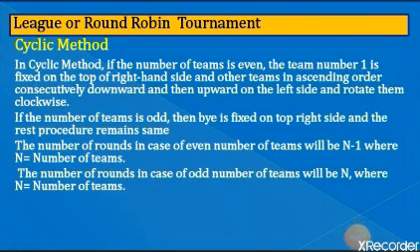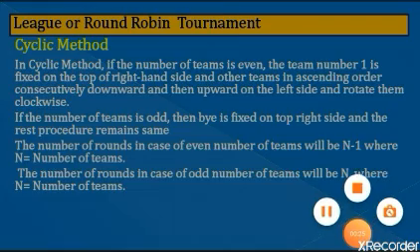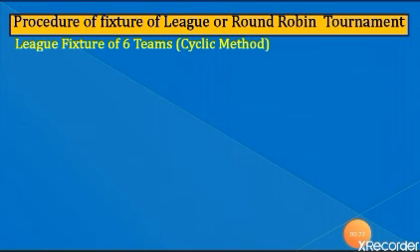The number of rounds in case of an odd number of teams will be n, where n represents the total number of teams. In the next slide, here is an example of an even number of teams. There are 6 teams participating in the league tournament. Here we learn how to make the league fixture of 6 teams by the cyclic method.